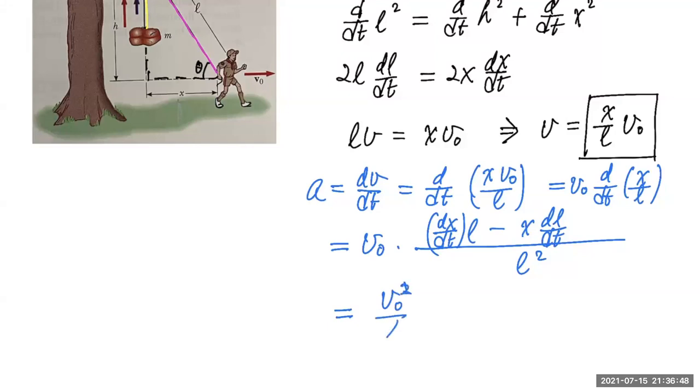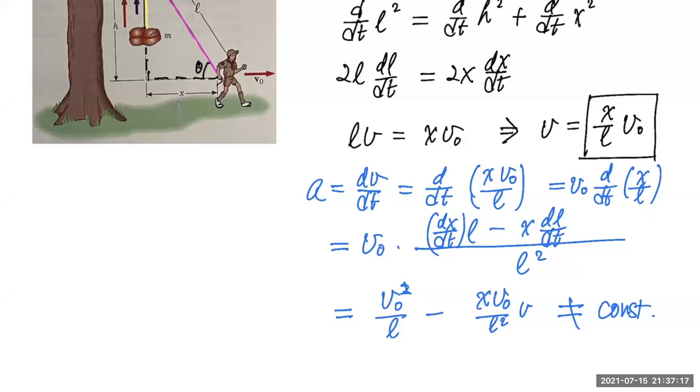V naught squared over L minus x v naught over L squared times v. So clearly, it is not a constant, because as time goes by, L changes, x changes, and v changes. So you don't get a constant. Interestingly enough, when x equals 0, you don't have the second term here, and the answer is a equals v naught squared over L.